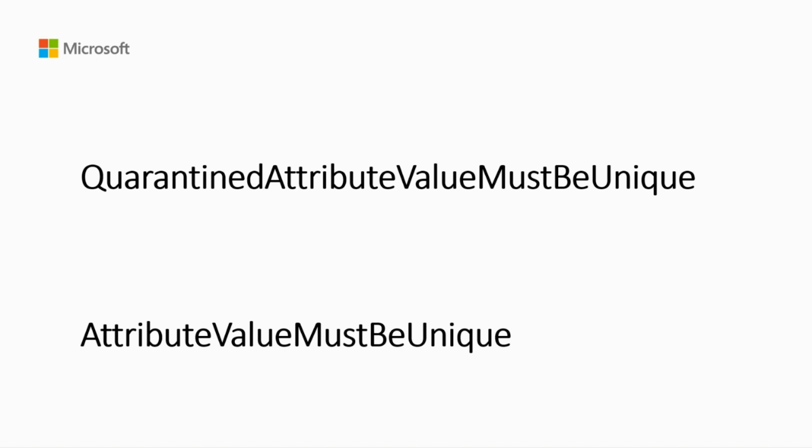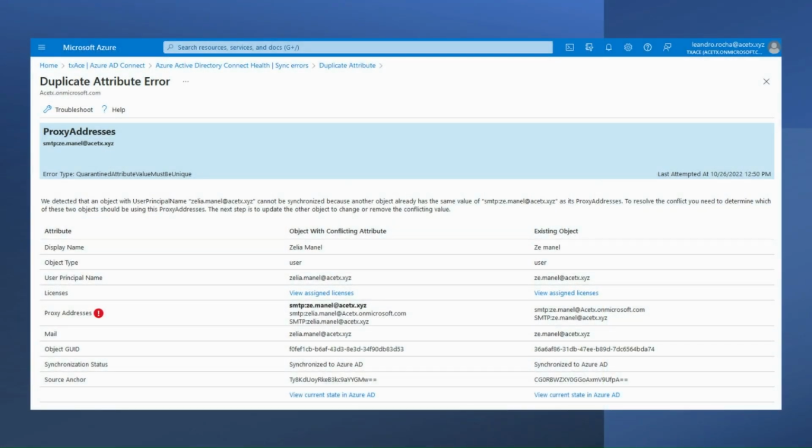Let's see an example of a duplicate attribute error in the Azure AD Portal. As we can see, the duplicate attribute error shows the error type quarantine attribute value must be unique between two objects, Zilemanel and Zemanel. The highlighted attribute is proxy addresses. As we can see, the SMTP address zemanel at HTX XYZ is duplicated between these two users.